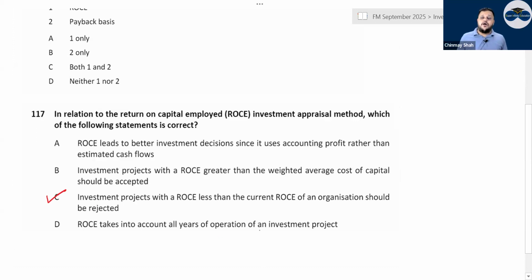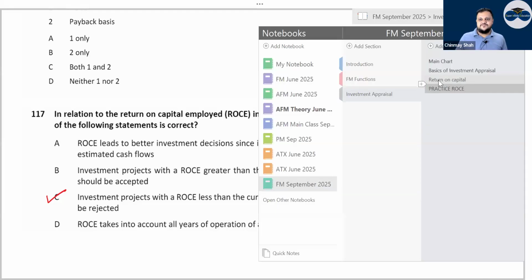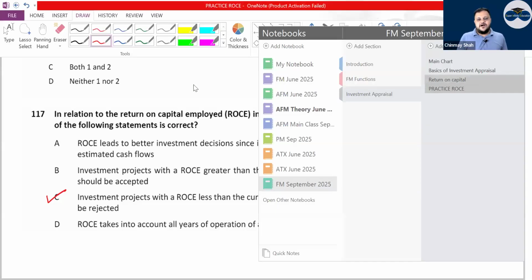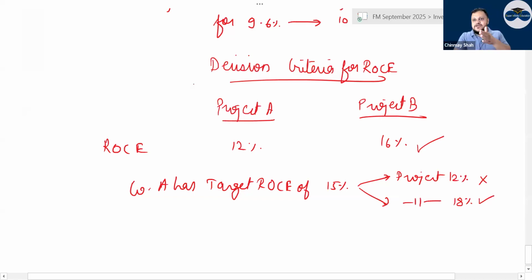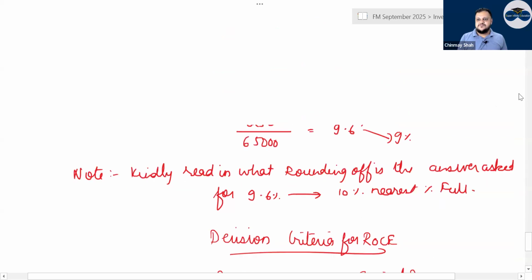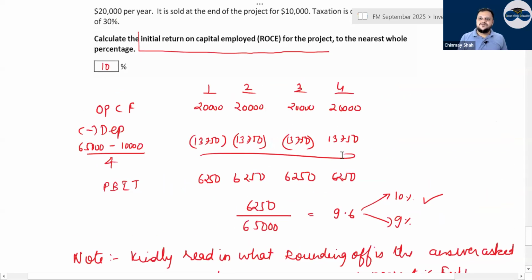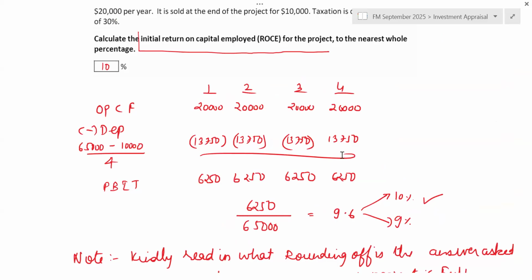ROC takes into account all years of operation of an investment project. What do you think? Yes or no? All years from the start of the project to scrapping of the project are used or not? Look at the question. Are you leaving it in the middle, or taking it till the end? We take scrap value and so on. So are you using the full project life? Yes, sir. Calculating ROC every year, PBIT do you take? Yes.